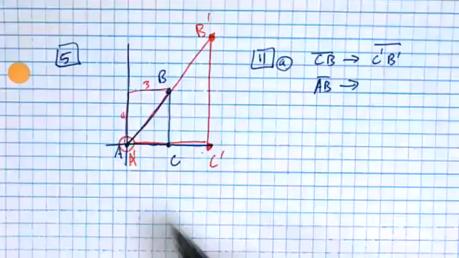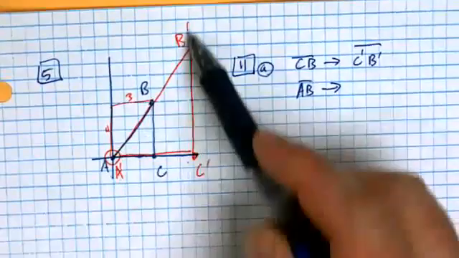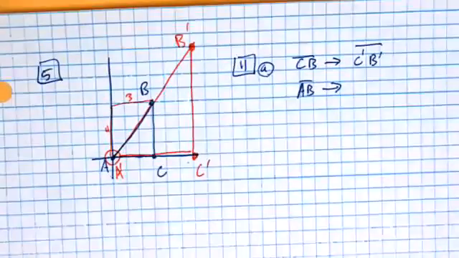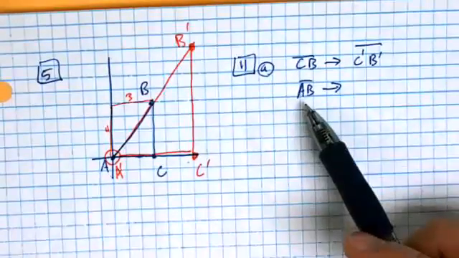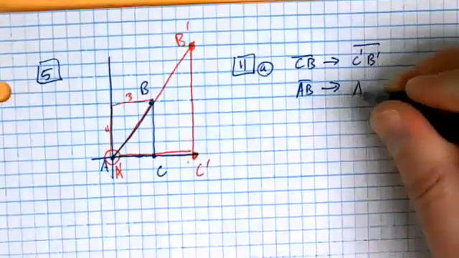So the original CB was this vertical line here. When I look at my new triangle, the vertical line is B prime, C prime. So using that same idea, think about what's going to correspond to AB. What do you think? A prime, B prime.